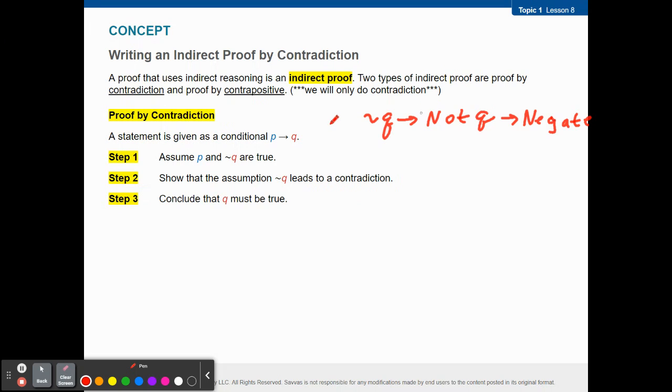So you negate the conclusion, and show that the assumption of the negated conclusion leads to a contradiction. All right. The best way to do that is to rewrite this as the hypothesis given the negation of Q, the conclusion. Okay. And then conclude that because of that contradiction, that conclusion is then true, or that conditional statement is then true. Okay.